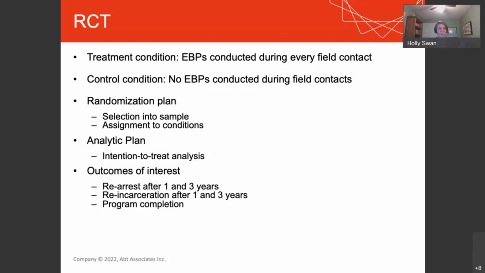Our primary outcome of interest is recidivism, and we have two measures of that, rearrest and reincarceration, and we are looking at 1 and 3 year follow-up rates of those. Our secondary outcome of interest is program completion. In addition to just looking at recidivism, we wanted to look at success on community supervision. This is an exploratory outcome to determine whether there's a relationship between receiving an EBP during field contacts and successfully completing programming as part of community supervision.